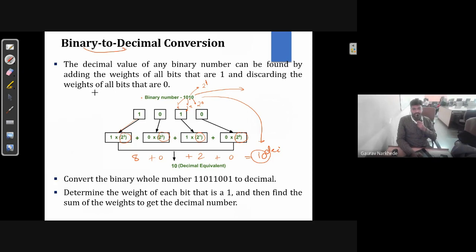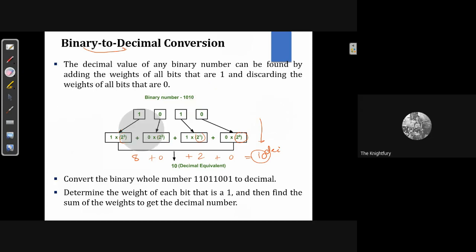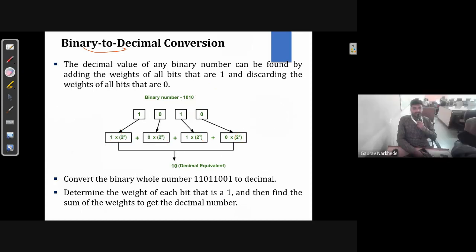Yes, sir. So this is binary to decimal conversion. Okay, so like this, this is your binary to decimal conversion, and you can write the decimal equivalent of the binary number, right.